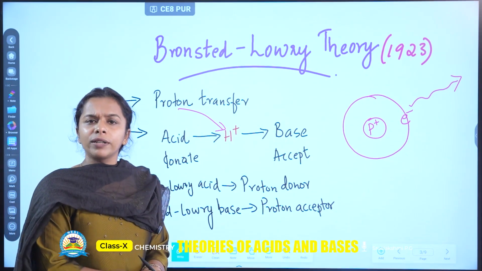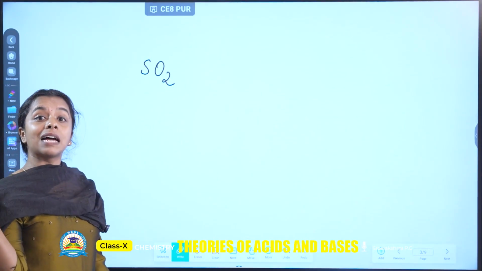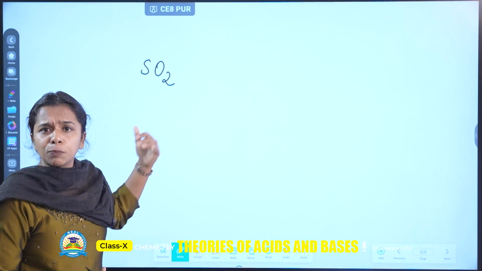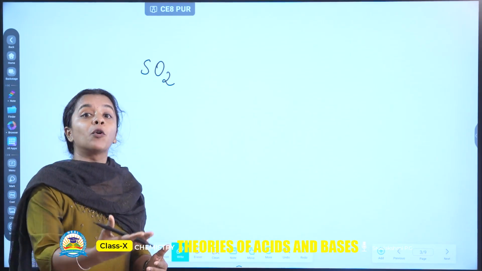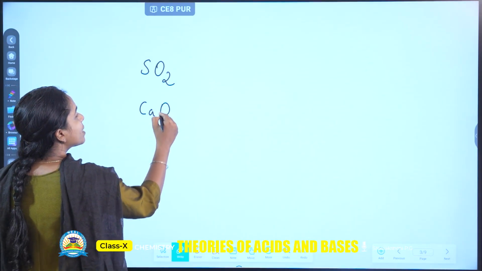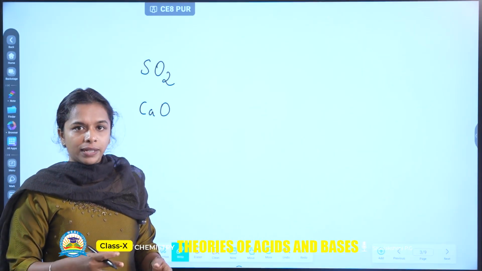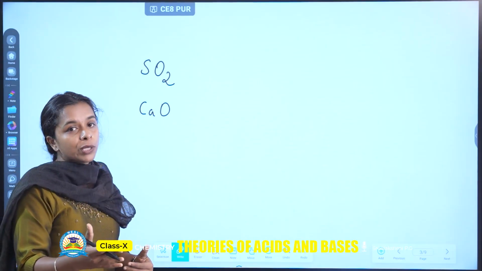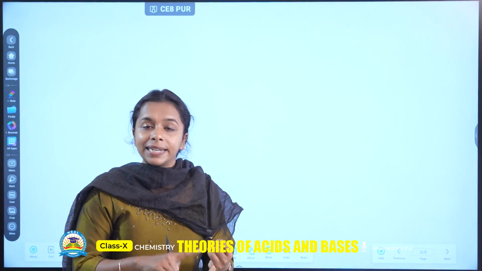Again you might have the same doubt. If you consider SO2, that is sulfur dioxide, it is acidic in nature, but will it produce H plus ions? It doesn't have any hydrogen in it, right? So SO2 cannot produce any protons, but still it is acidic in nature. And calcium oxide is basic in nature, but will it accept H plus ions? No, it is not a proton acceptor. So this means there are some limitations for the Bronsted-Lowry theory. Understood?